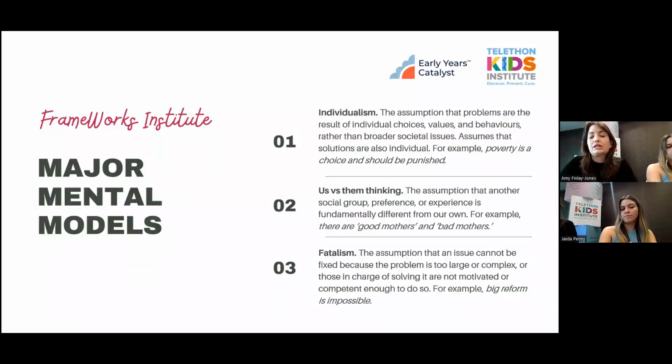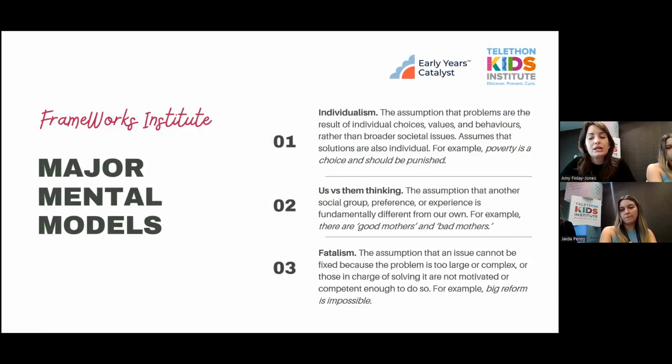The second major class of mental models is a form of othering or us versus them thinking. And this is the assumption that another social group, preference or experience is fundamentally different from our own. And so an example that came up from the systems mapping process was this idea that there are good mothers and bad mothers. And what we usually see is that the group that is seen as the other is framed as flawed in some way or less than in some way.